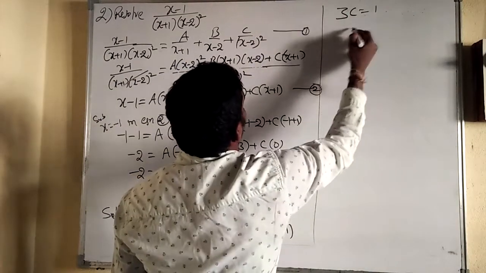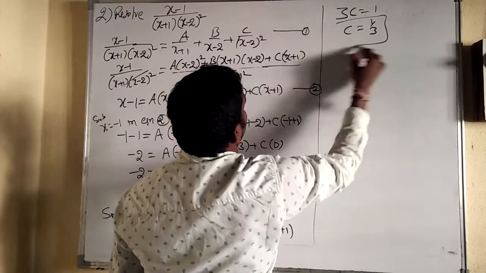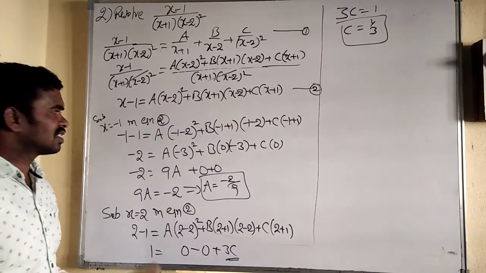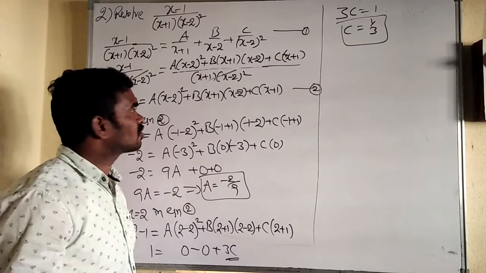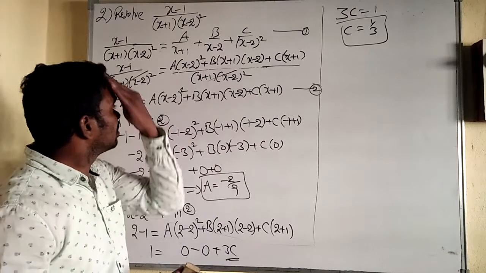So 3c is equal to 1. Then c equals 1 by 3. Okay, a value got it, c value got it. This is also a similar question we are getting. Next, we need the b value.